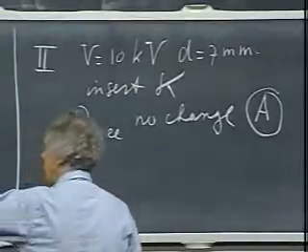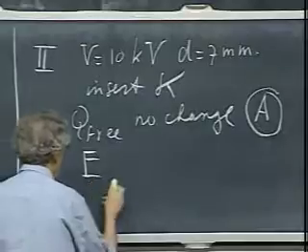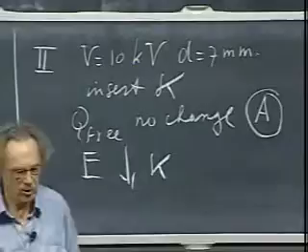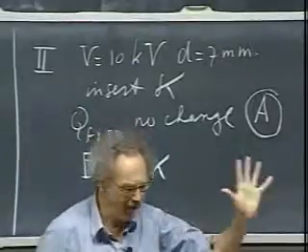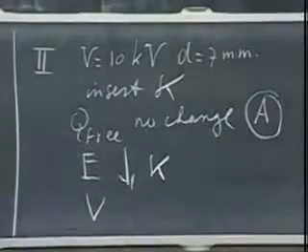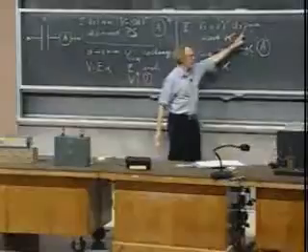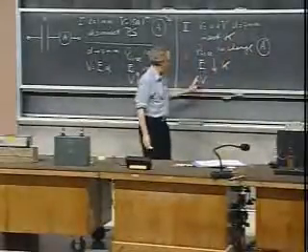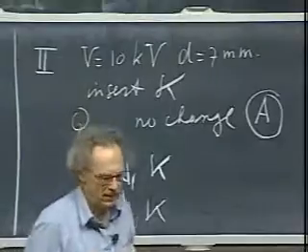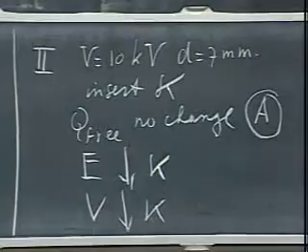But as we discussed at length now, the electric field, which is the net electric field, will go down by that factor kappa. That's what the whole discussion was all about. That's going to be a factor of 5. And since the potential equals electric field times D, but I keep D at 7 millimeters, I'm not going to change it. If E goes down by a factor kappa, then clearly the potential will also go down by a factor kappa.